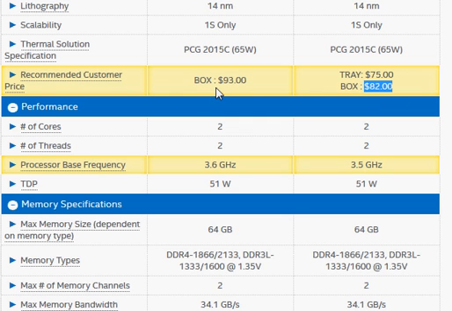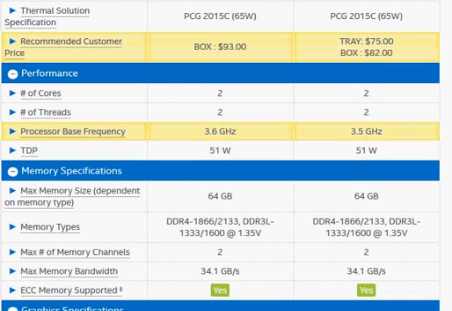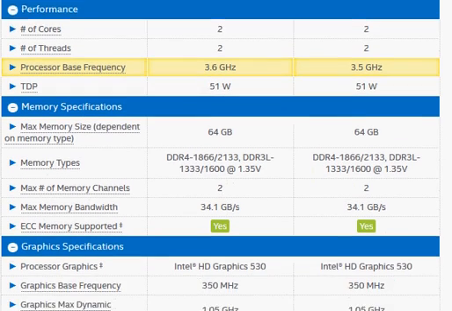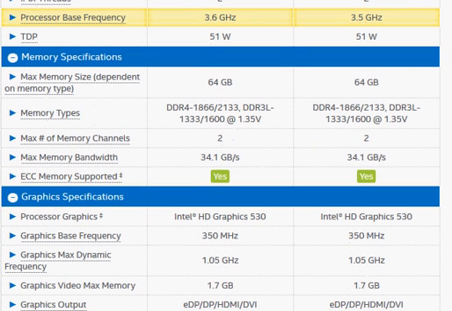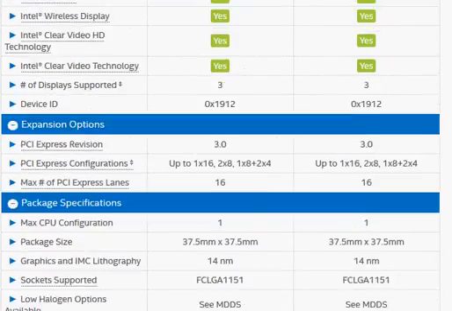So it's a $10 difference, and for that $10 difference, you get a 100 megahertz higher clock frequency, which turns out to be less than 3% difference. So nothing very significant. You won't be able to observe any difference in the performance with a tiny amount of increase in the clock frequency. We have the same HD Graphics 530 in both of them with the same clock frequency. So everything is the same in both the processors.